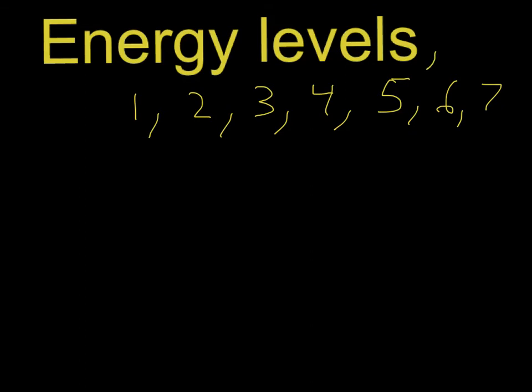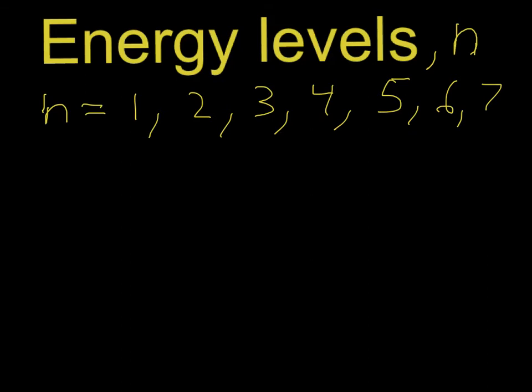Our energy levels are numbered or named using whole numbers: 1, 2, 3, 4, 5, 6, 7, and so forth. When we want to talk about energy levels, we also use the symbol, the lowercase letter n. So if I'm talking about energy levels, I could say that n can equal 1, 2, 3, 4, 5, 6, 7, positive integers.